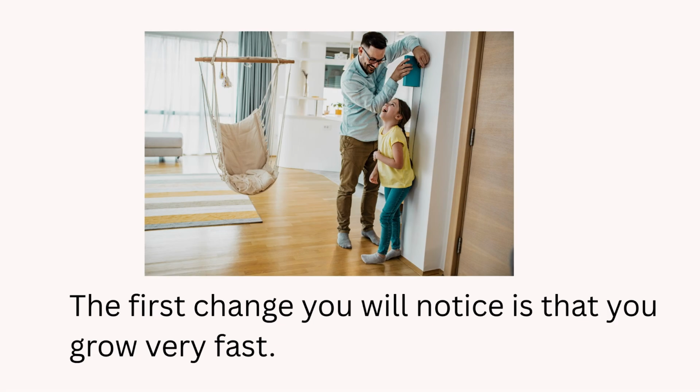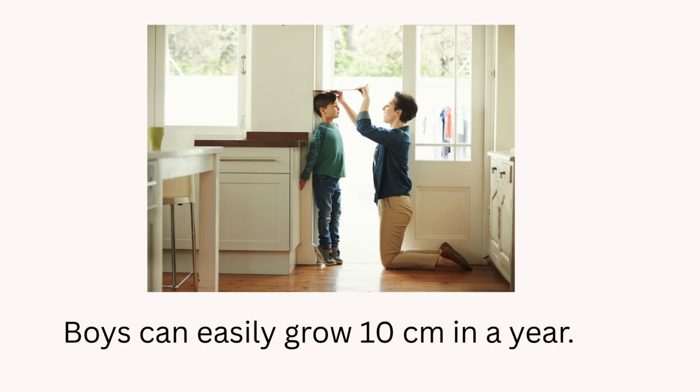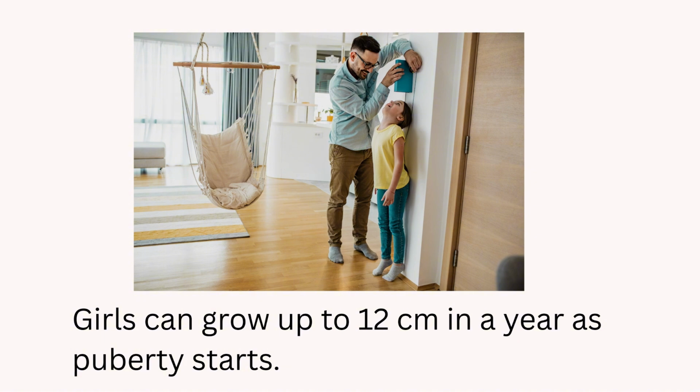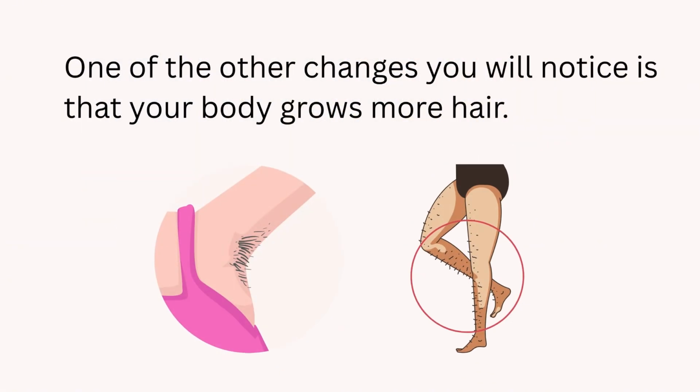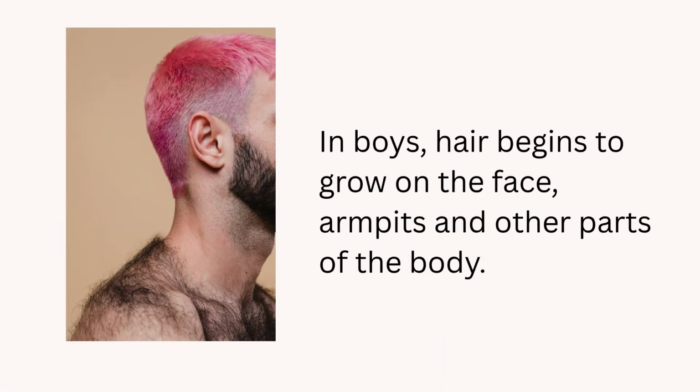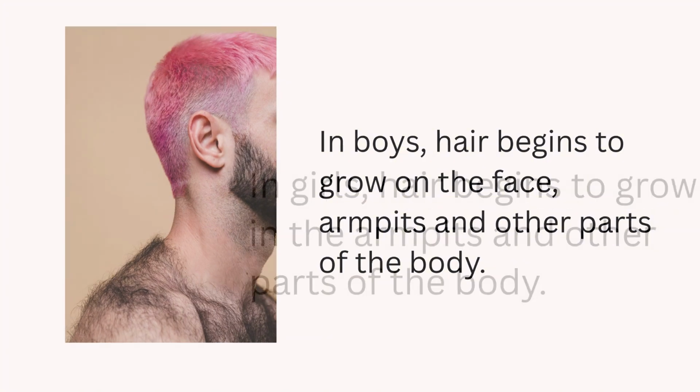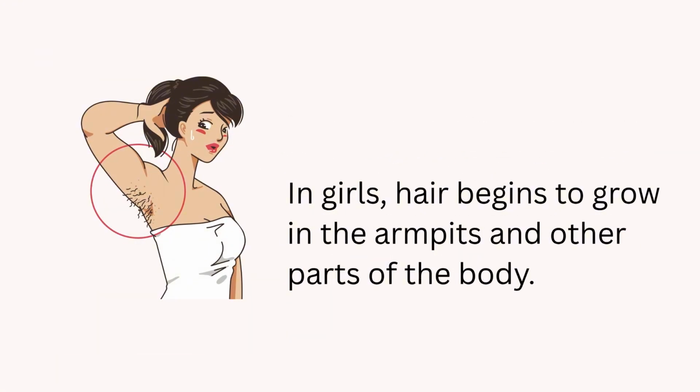The first change you will notice is that you grow very fast. Boys can easily grow 10 cm in a year. Girls can grow up to 12 cm in a year as puberty starts. One of the other changes you will notice is that your body grows more hair. In boys, hair begins to grow on the face, armpits, and other parts of the body. In girls, hair begins to grow in the armpits and other parts of the body.